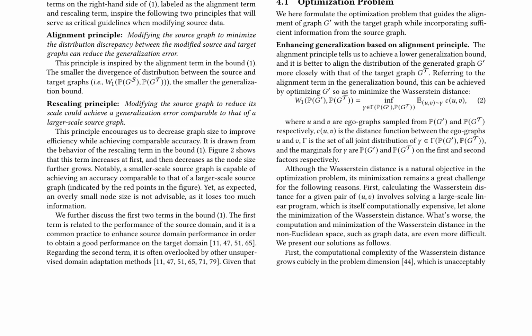The generalization bound for UGDA is derived, laying the theoretical foundation for the alignment and rescaling principles. The proposed method, GraphAlign, generates a new graph to replace the source graph for training, adhering to the alignment and rescaling principles, and aiming to create a new graph that is much smaller, aligns well with the target graph, and retains enough information from the source graph. The optimization problem is formulated to guide the alignment of the generated graph with the target graph while incorporating sufficient information from the source graph.